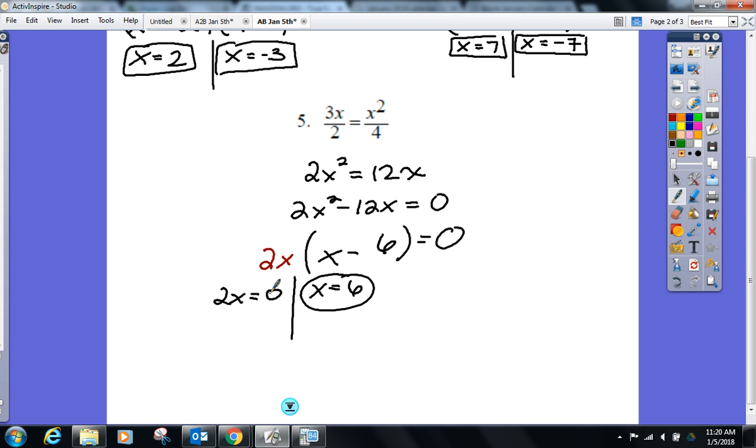That's how you get your second answer, by setting your GCF equal to 0. And what are you going to do on both sides there? Divide by 2, divide by 2. So the other answer should be 0. Yep. That's how you get your second answer, by setting your GCF equal to 0 and solving.